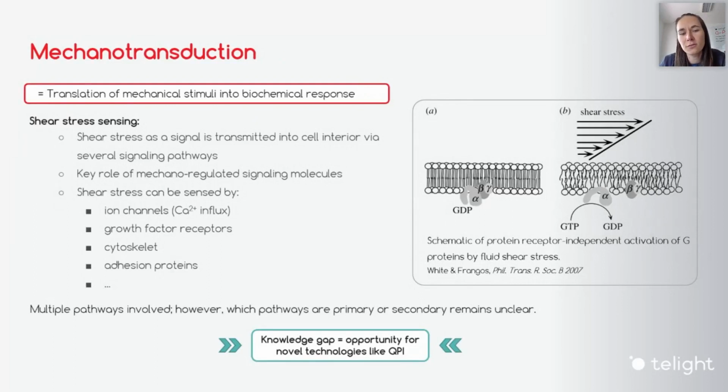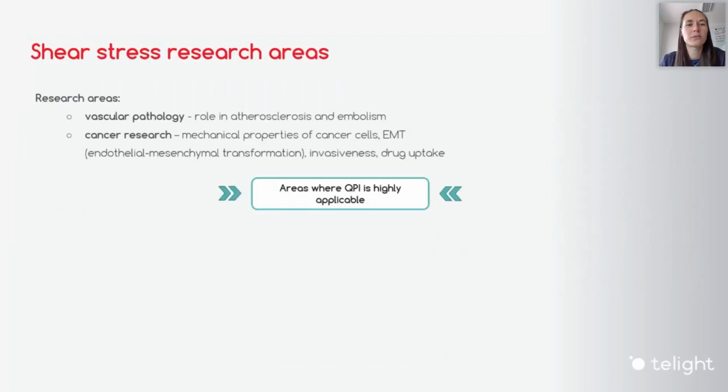And we see that this could be a knowledge gap, an opportunity for quantitative phase imaging to be employed in those research areas. What research areas am I talking about in particular? So, for example, vascular pathology. I mentioned that endothelial cells experience shear stress every day, and if the shear stress increases, there can be some pathological changes in their physiology.